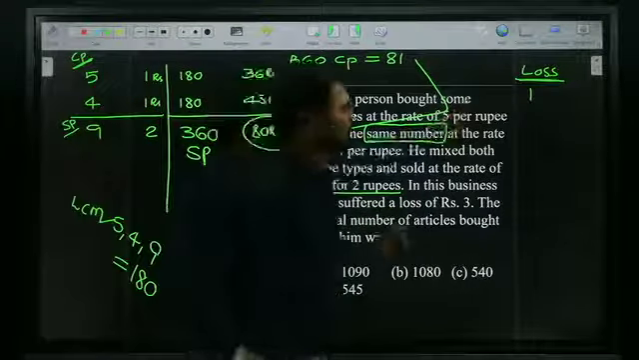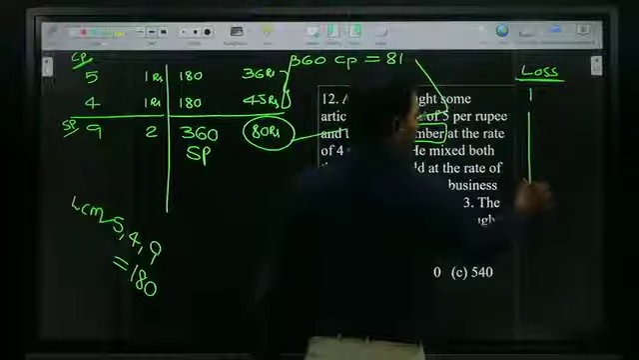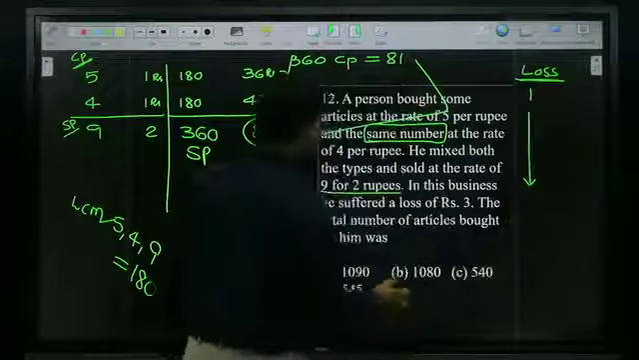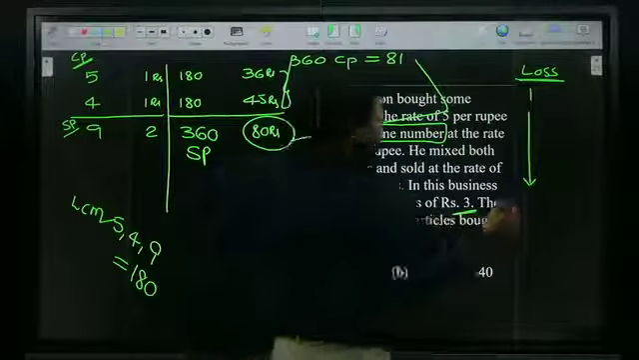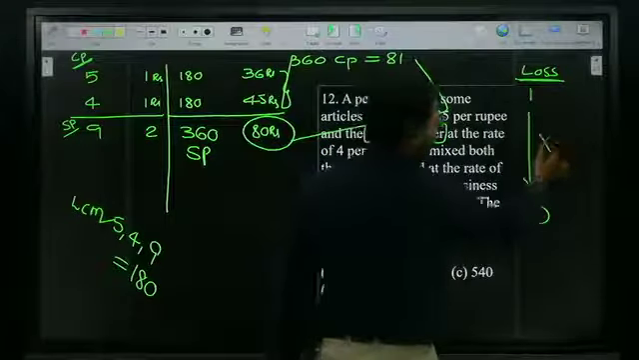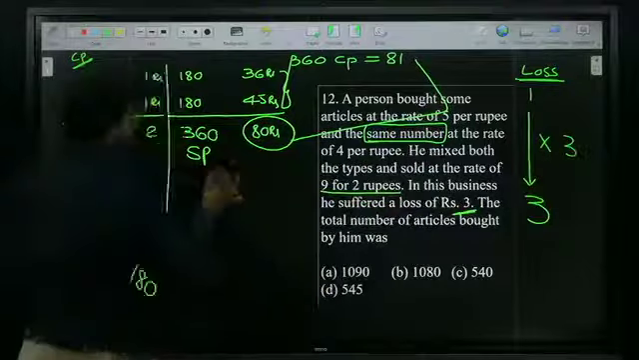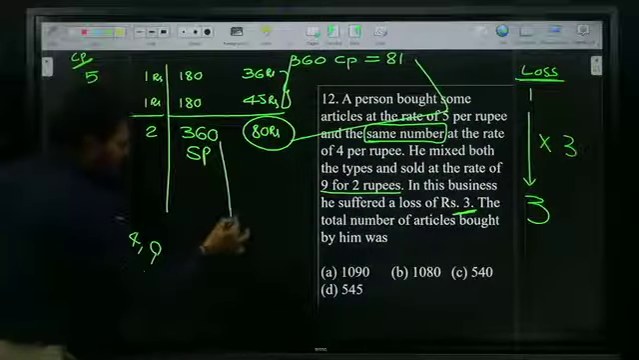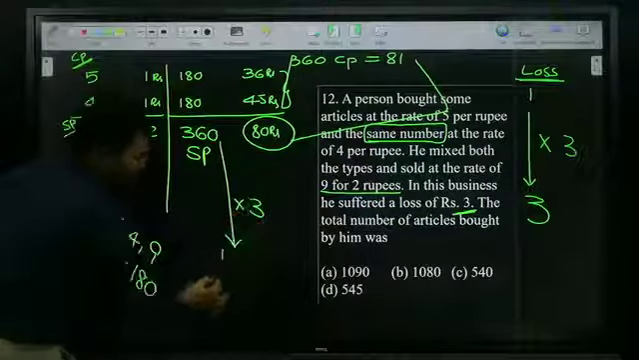But according to our problem, the loss I need is how much? 3 rupees. For every 360 articles, 1 rupee is loss. How many times does it go? 3 times. Therefore, your answer is 360 into 3, which is 1080.